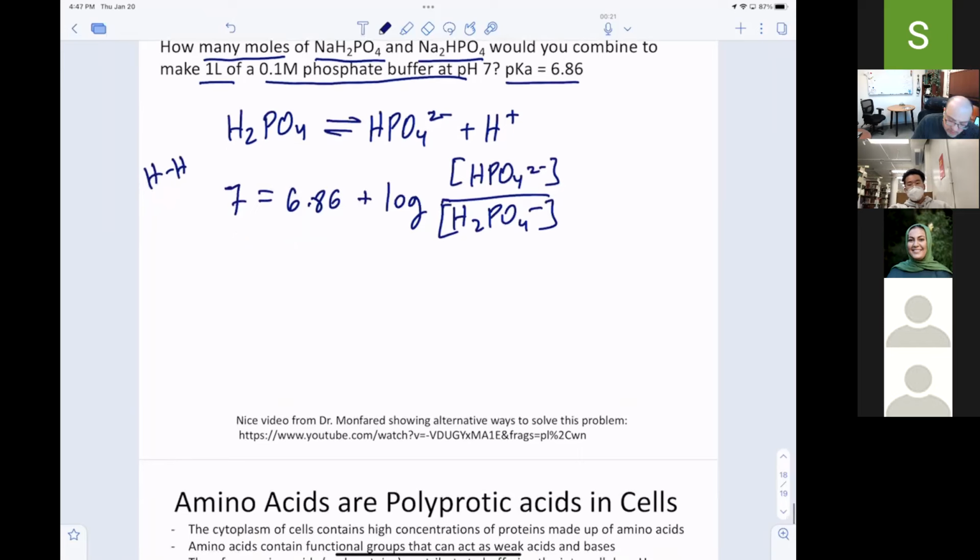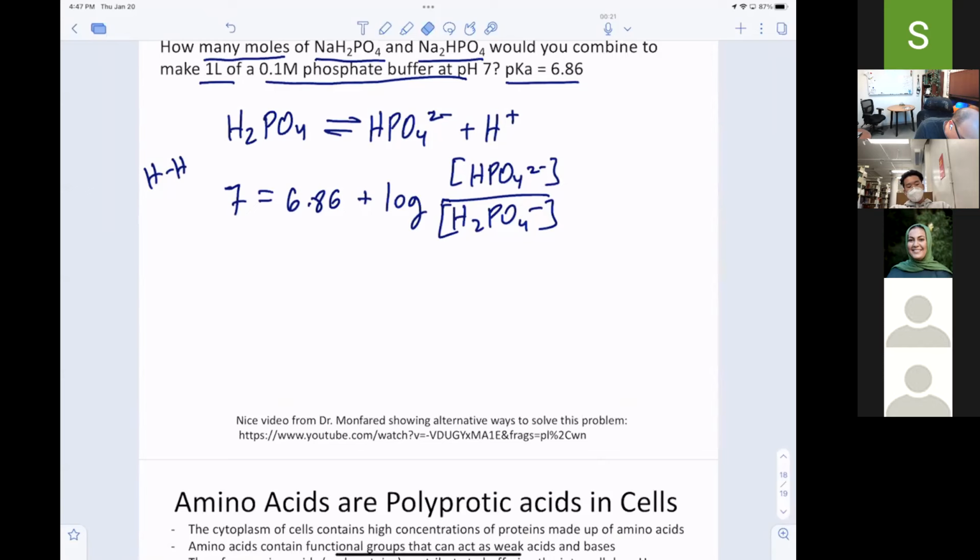So there are two ways to solve it. I'm going to show you one way. We first solve 7 minus 6.86, which is going to give me 0.14, and that will be equal to... let me just double check. Oh, sorry. Yeah.